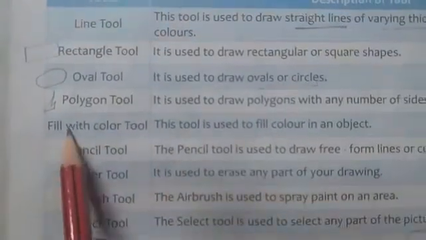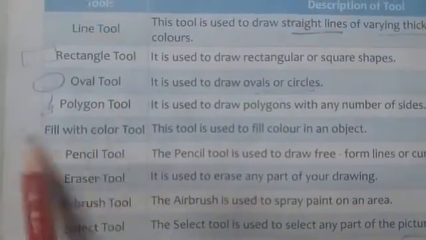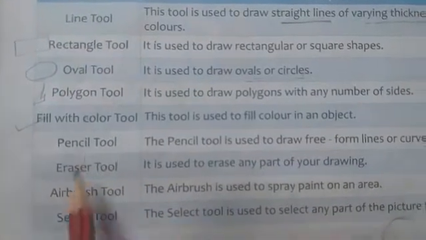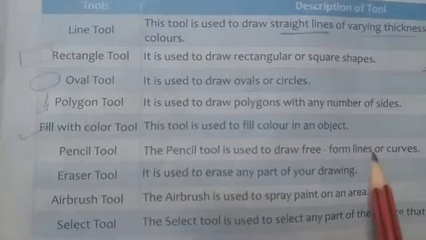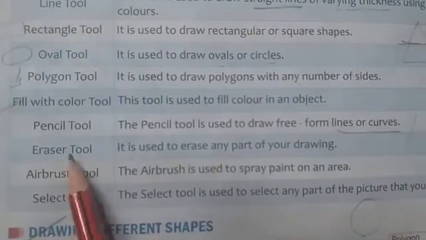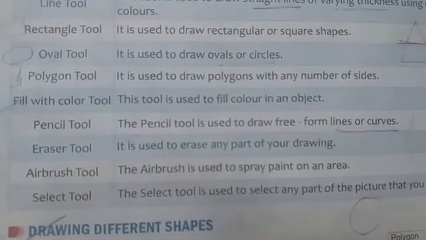Yes, so after this we have the fill with color tool. Using this tool we can fill color in any picture or any object. The pencil tool is used to draw any type of lines or curves. Yes, we can draw lines and we can draw curves. Next we have the eraser tool. It is clear from its name, using this tool we can erase any part of the drawing.